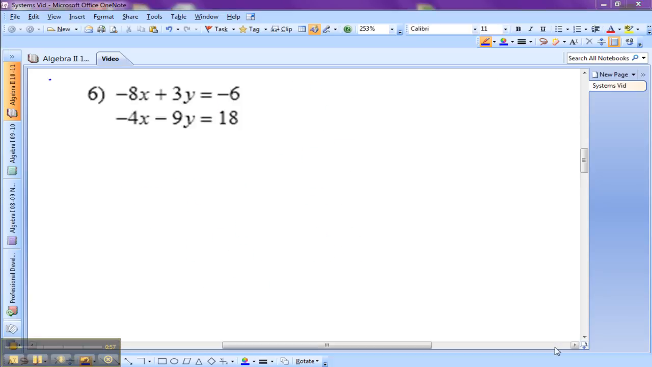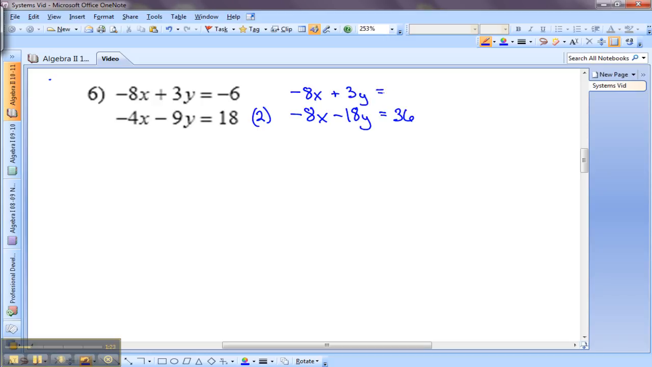Because the coefficients of x are negative 8 and negative 4, I'm going to multiply the second equation by 2. That will give us negative 8x minus 18y equals 36. And leaving the first equation alone, because we already have a negative 8x, we can just copy down the terms as they appear.